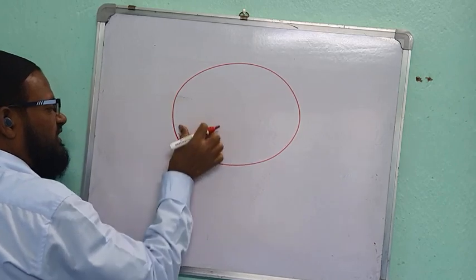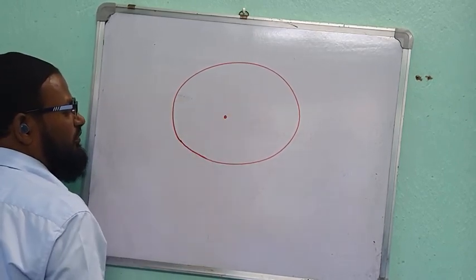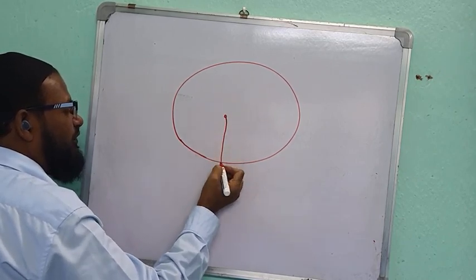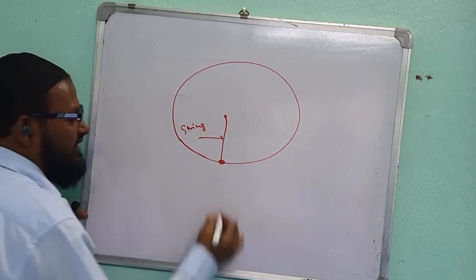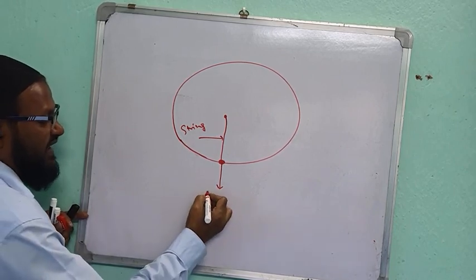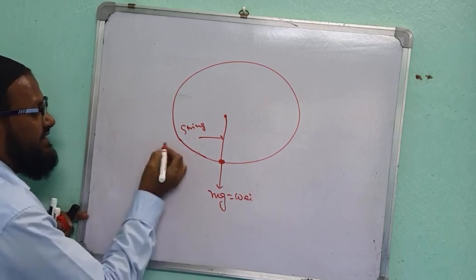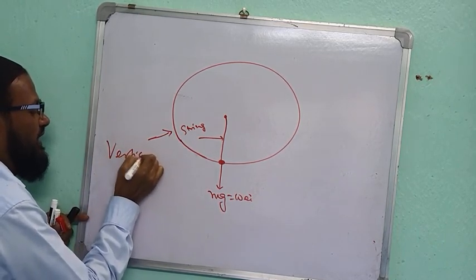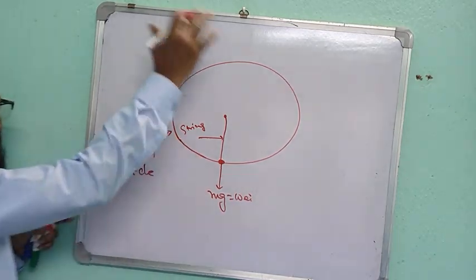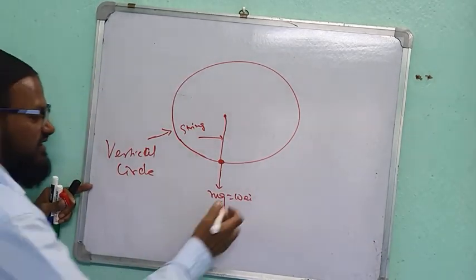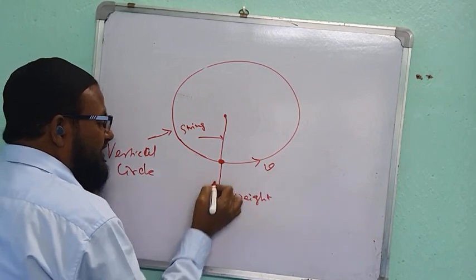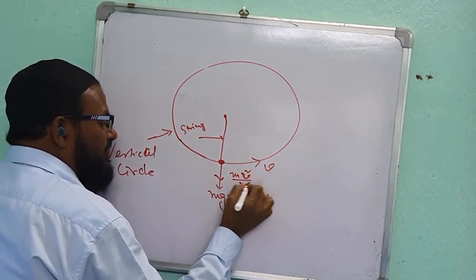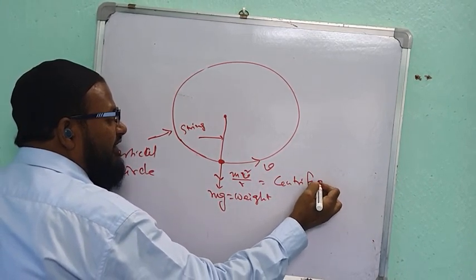Another thing, this is in case of circular motion. Here is a body, this is a string. What are the forces acting on the body? This is mg. One thing is important. This is a vertical circle. Circle is standing vertically. This is the weight of the body. The body is moving like this. Suppose this is V, in this case mv squared by r. This is centrifugal force.